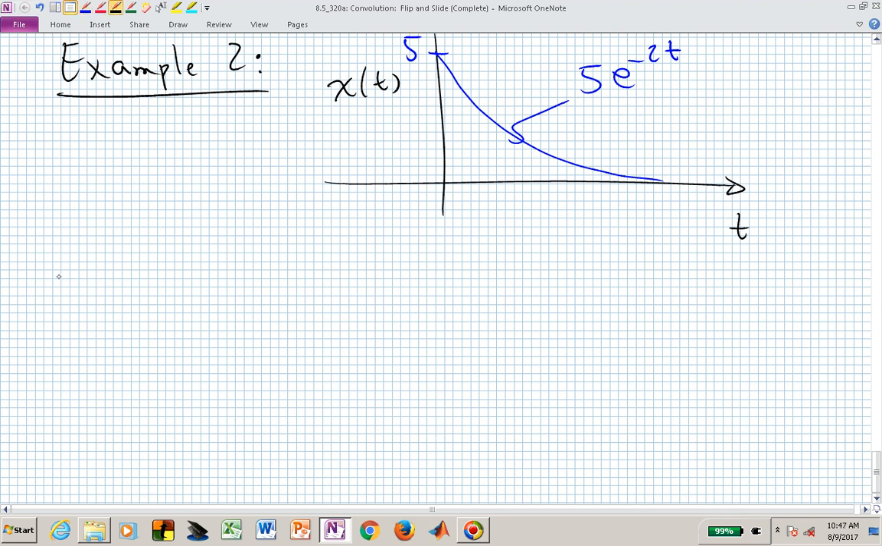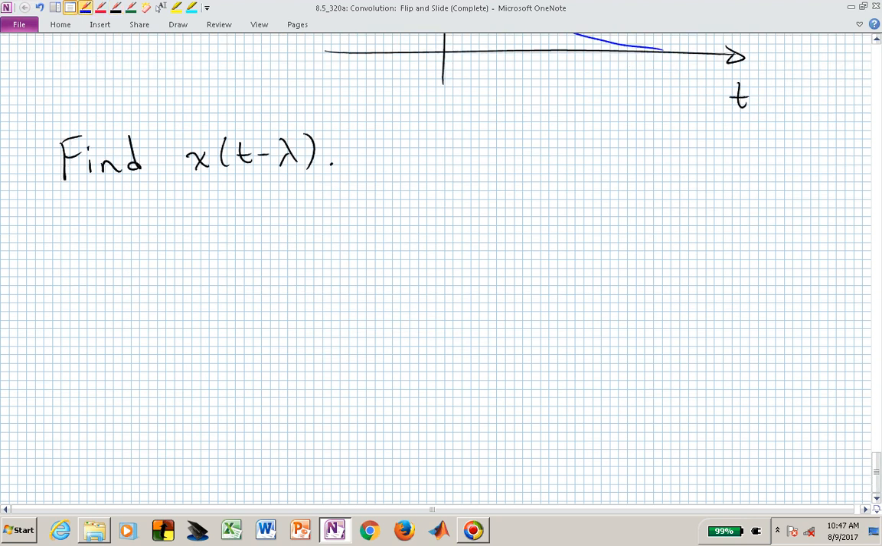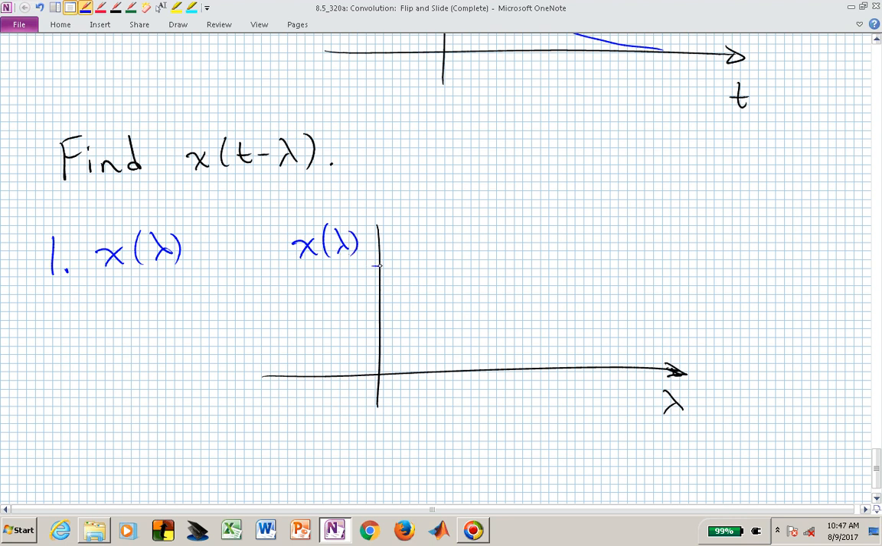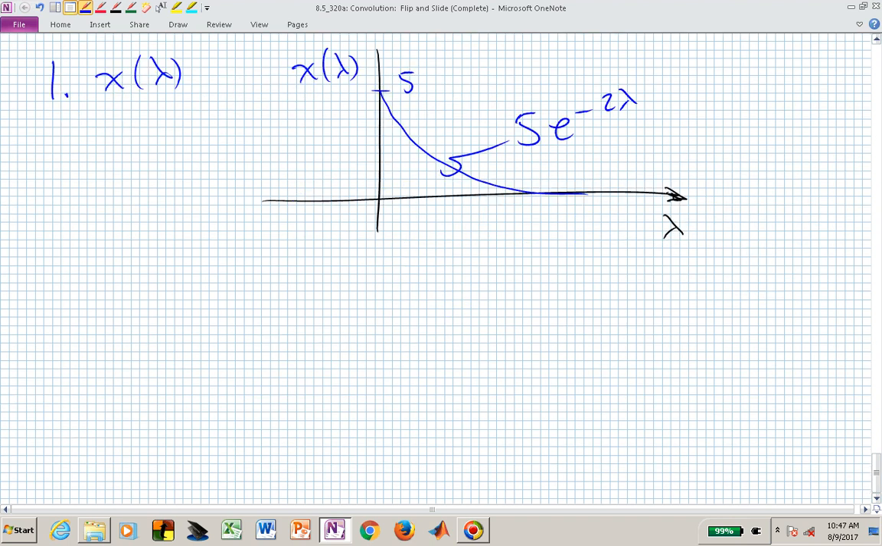And again, we have the same ultimate goal, which is to find x of t minus lambda. And we're breaking that up into 3 different steps or stages. The first piece is to find x of lambda. And again, that one's not hard. We're just replacing t with lambda, so that now x of lambda starts at 5, and your sketches can be much better than mine, but that's now supposed to be 5e to the minus 2 lambda starting at 5. That's x of lambda.